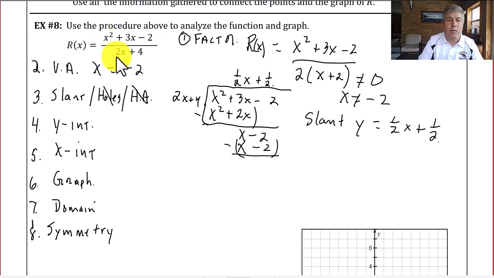Our y-intercept, we put 0 in for x and solve for y. That's just negative 2 over positive 4. So our y-intercept is at 0, 1/2. I beg your pardon, that's negative 1/2. And our x-intercept, we're going to have to do that by doing the quadratic formula. So let's take a break here and we'll at least plot the information that we have. Then we'll go back and do the x-intercepts and put those in after we do the quadratic formula.